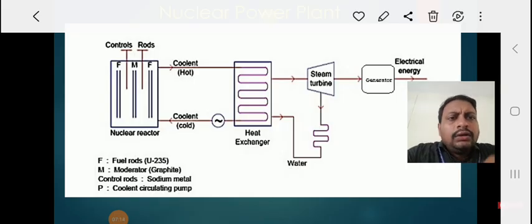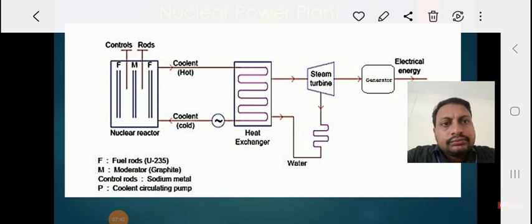Right? In the heat exchanger, the hot coolant gives its heat to the water, and the water is converted into steam. So the coolant's heat is reduced, and the cold coolant is again circulated to the nuclear reactor. So what happens in the nuclear reactor? You may observe here in the nuclear reactor we have fuel rods, moderators, and control rods also. We are going to see one by one in the layout of the nuclear reactor how it works.